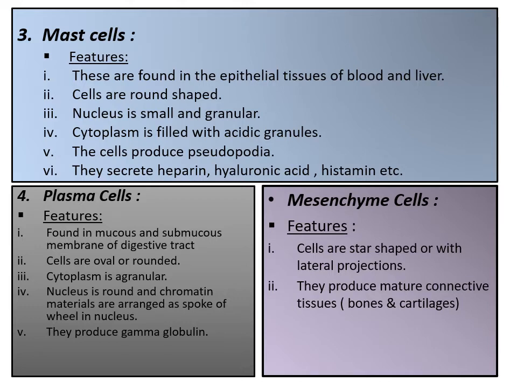The next type of cellular element is mesenchyme cells. Important features of the mesenchyme cells are that the cells are star-shaped or with lateral projections, and they produce mature connective tissues like bones and cartilages.